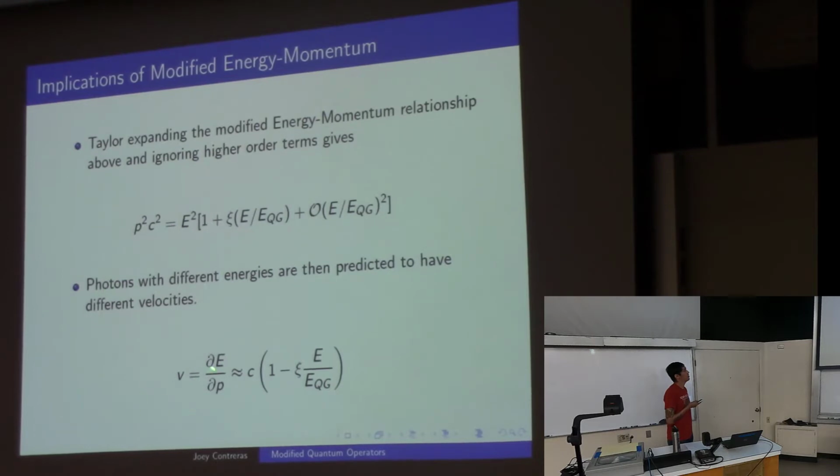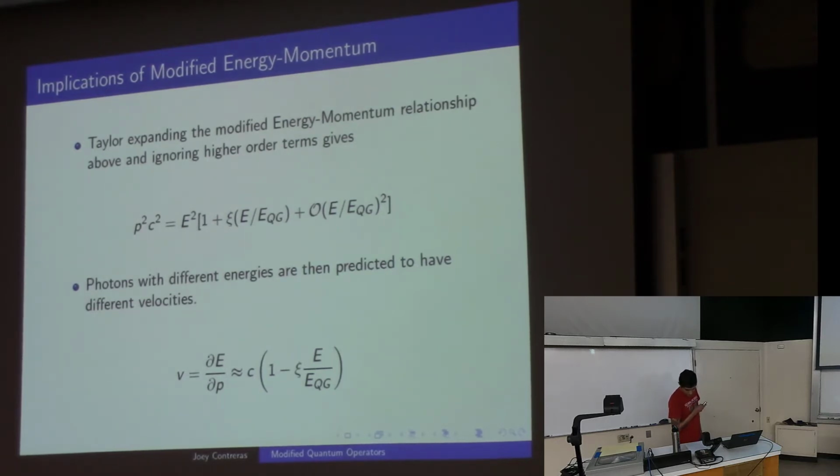And so we see here what I was talking about when I say photons with different energies could then be predicted to have different velocities. We have c, which is what it should be, and then once again our corrective factor, which depends on our parameter as well as the ratio of the energies.